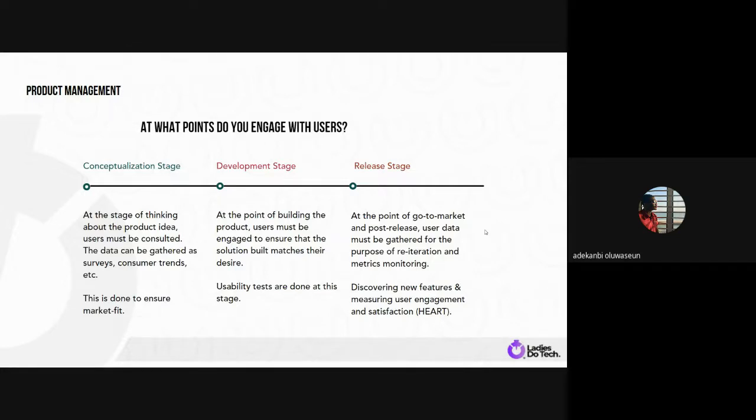You realize that the lessons you are going to learn from that process would save you a lot of heartaches or a lot of problems you would have faced if you released the product and did not do proper prototyping or proper testing.